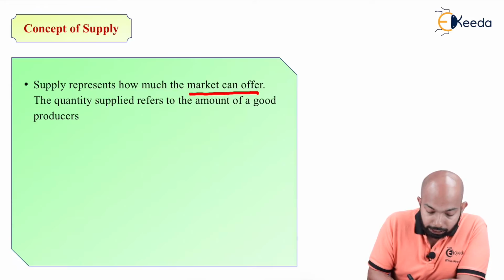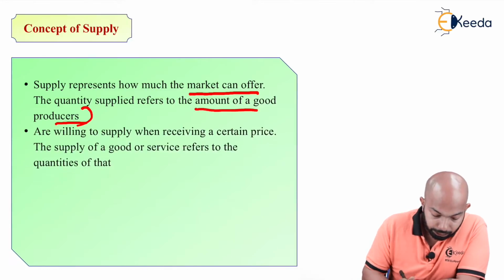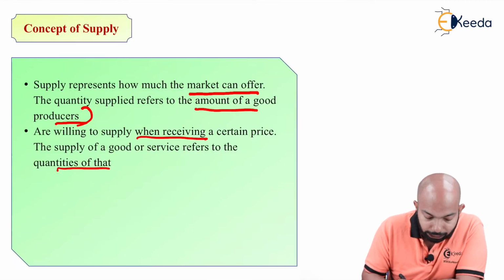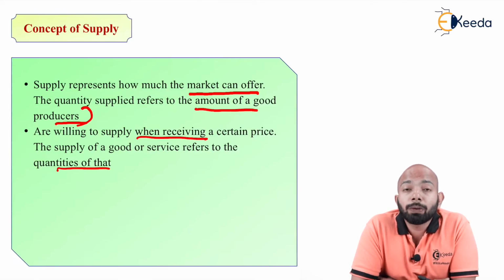So the quantity supplied refers to the amount of goods produced. That means whatever quantity can be supplied depends on how many good producers are available in the market and how many producers are willing to supply when receiving a certain price. The supply of goods or services refers to the quantities of that. Whatever supply is supposed to happen completely depends on how willing they are to supply that many products or goods and services in the first place.